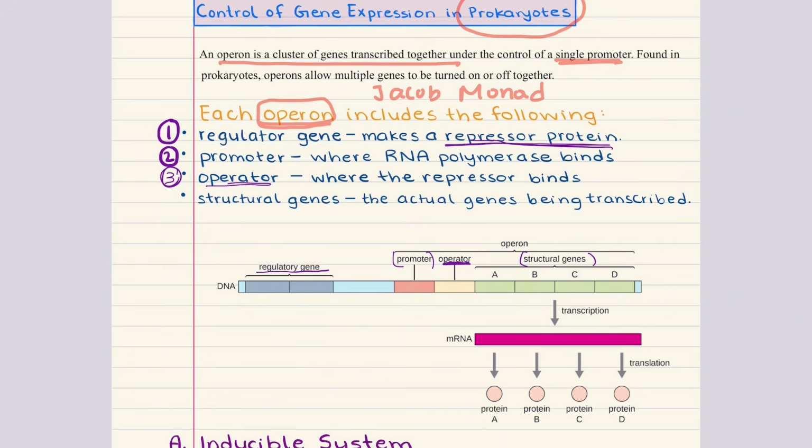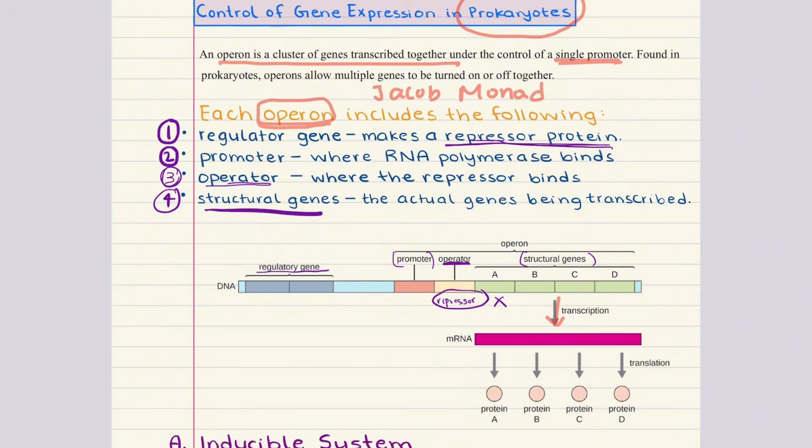It's where the repressor protein binds. And when the repressor is attached to the operator, it will physically block RNA polymerase from moving forward, and it will essentially stop transcription. The fourth and final component is structural genes. These are the actual genes that are being transcribed. They usually encode proteins that work together in a common pathway. For example, enzymes needed to break down a sugar.